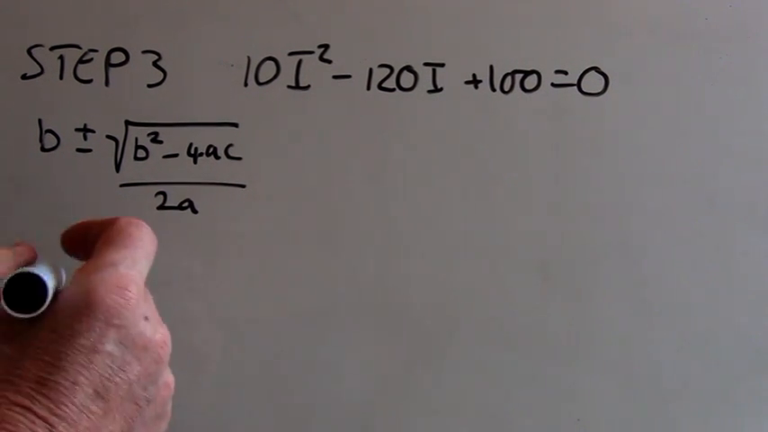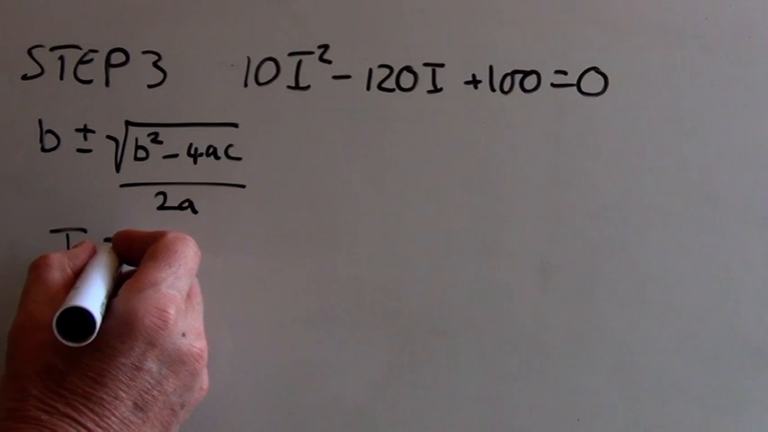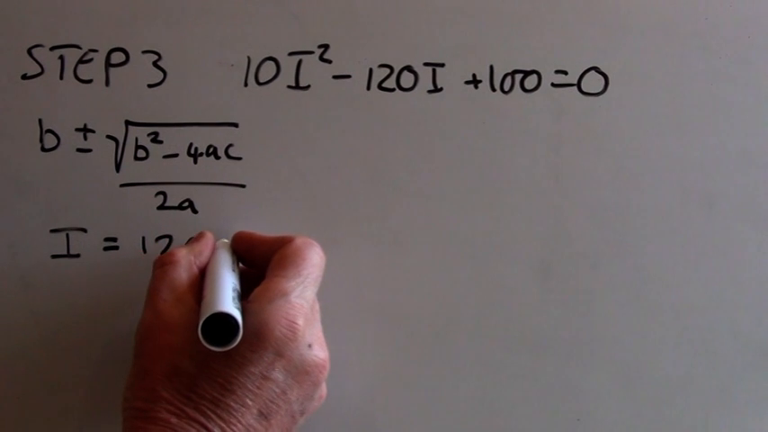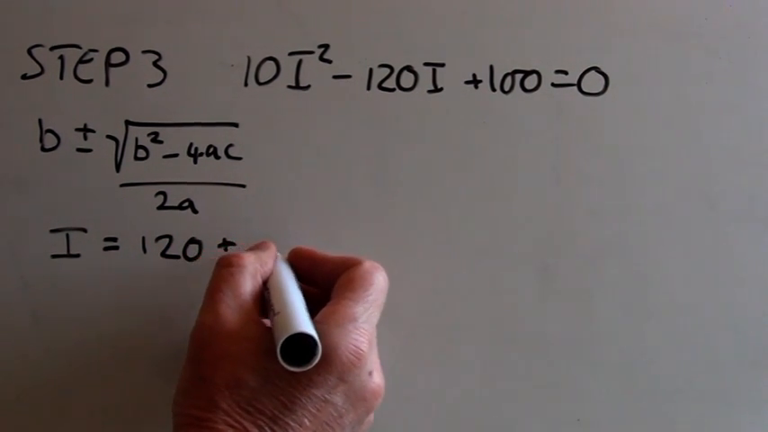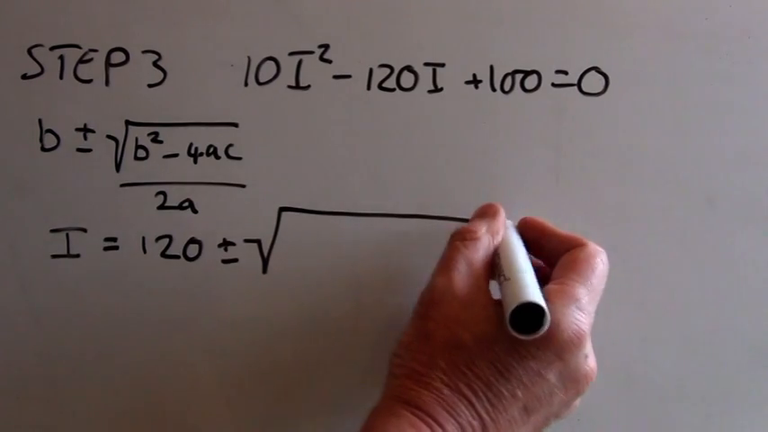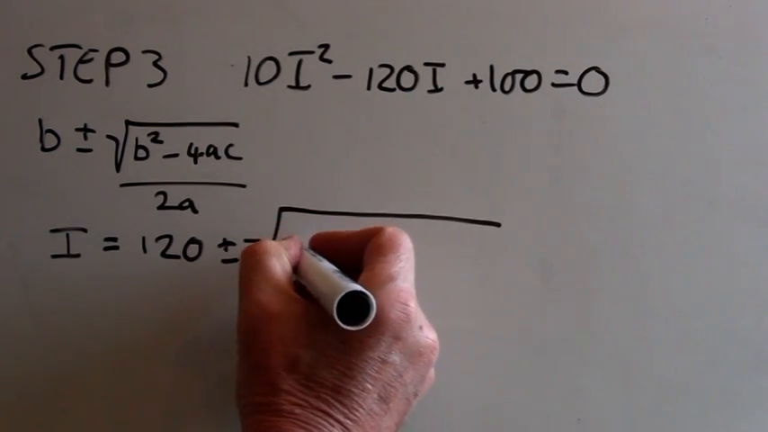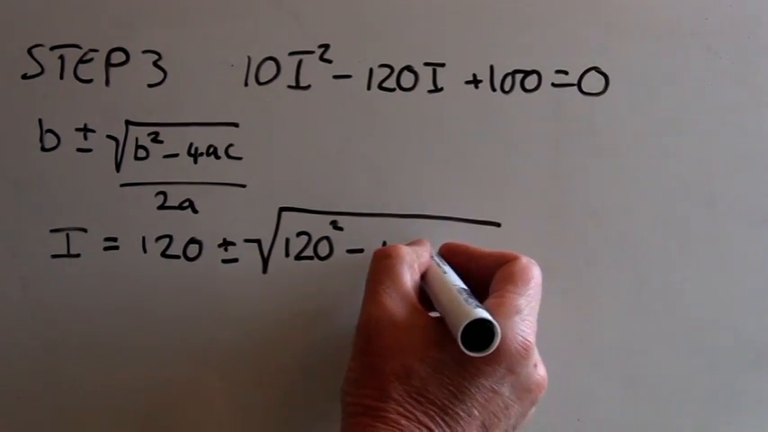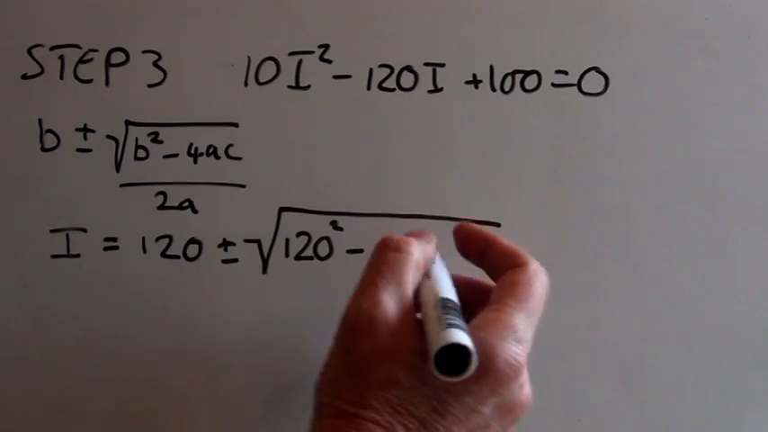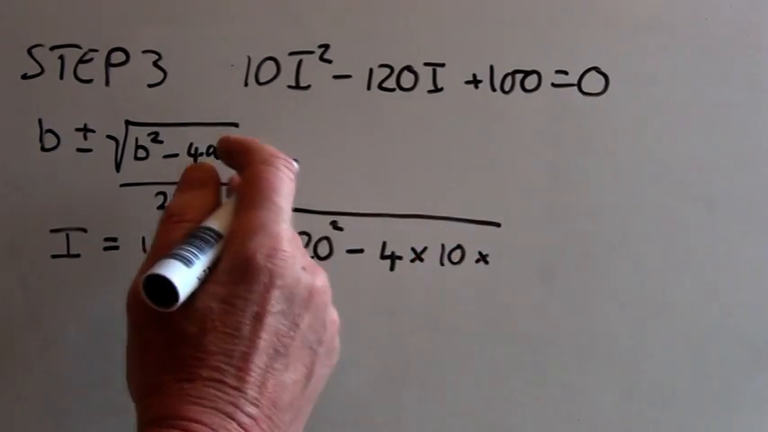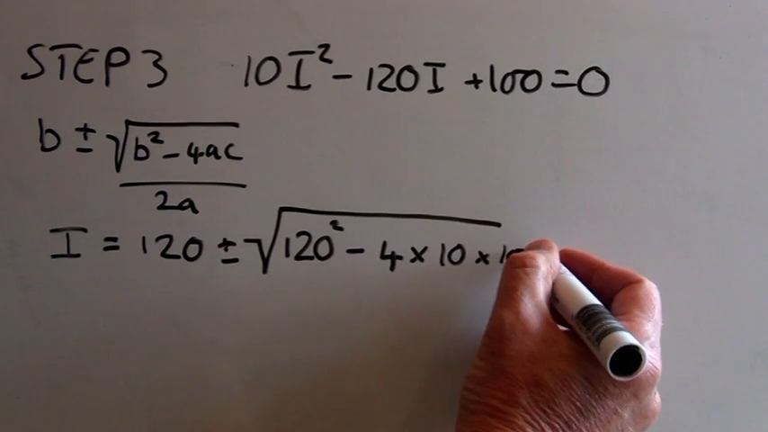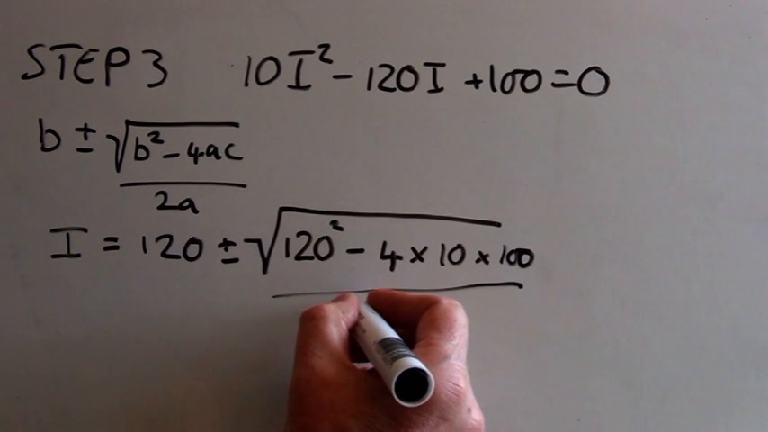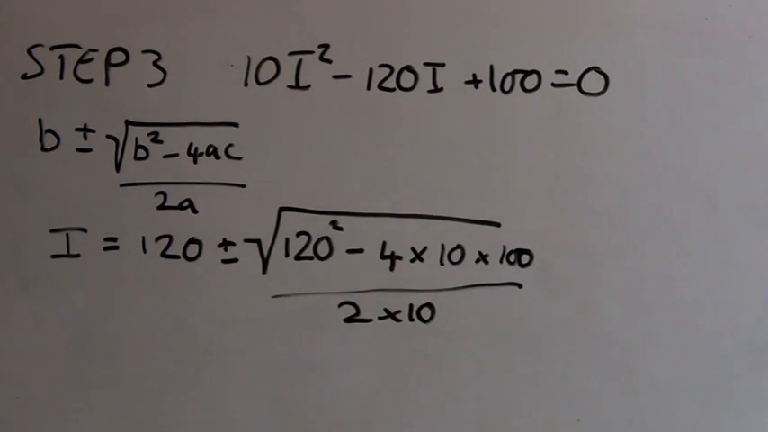So we're going to say I equals, B is minus 120, so it's 120 plus and minus the square root of B squared, which is 120 squared, minus 4 times A, which is 10, times C, which is 100, and divide that by 2 times A, which is 2 times 10.